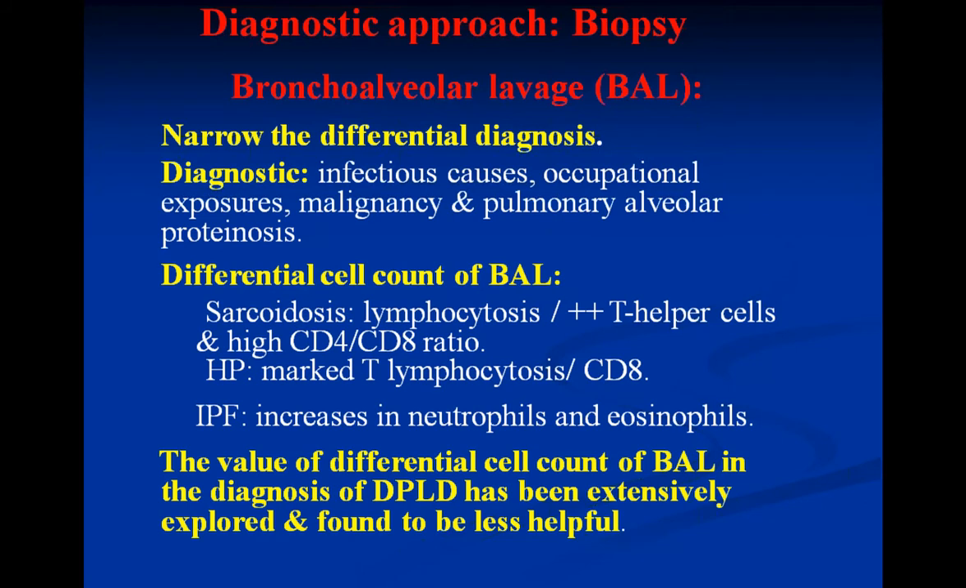In sarcoidosis, there will be predominantly increased T lymphocytes, that is, CD4 cells will be more, and the CD4 to CD8 ratio will be increased. In hypersensitivity pneumonitis, T lymphocytes are increased, predominantly CD8 cells. CD8 cells are increased in hypersensitivity pneumonitis, whereas CD4 cells are increased in sarcoidosis. In idiopathic pulmonary fibrosis, there will be an increase in neutrophils and eosinophils.